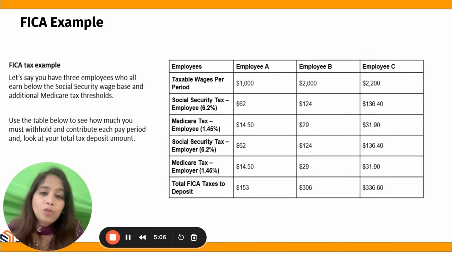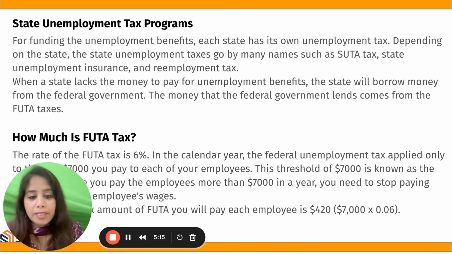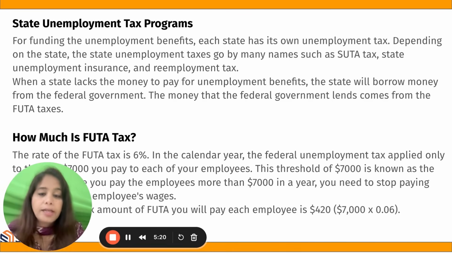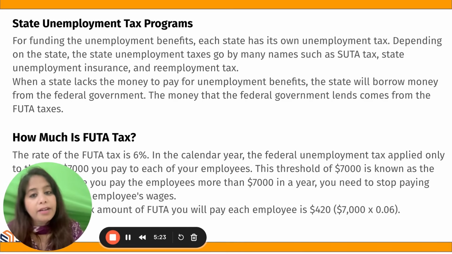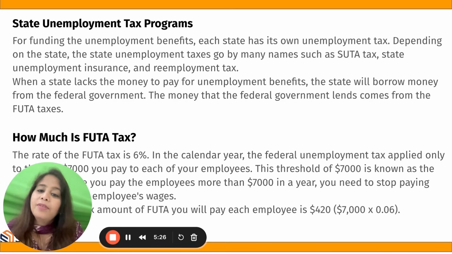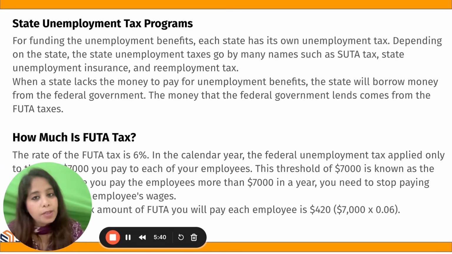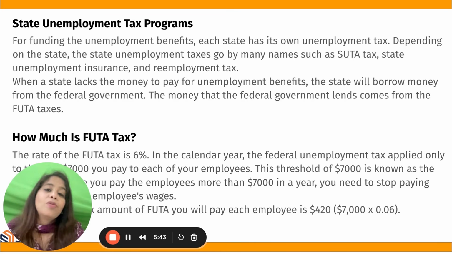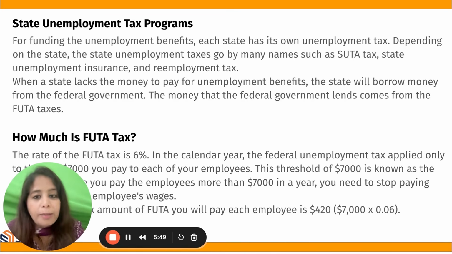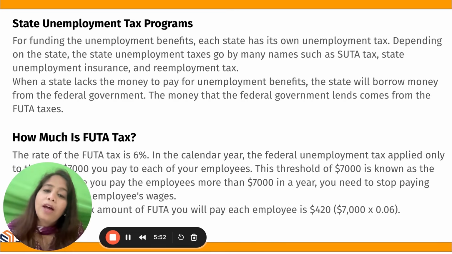Now let's talk about FUTA. What is FUTA? Federal Unemployment Tax. The FUTA contribution is 6% of the wages, and it's only from the employer side. But we get a credit reduction. By the credit reduction, I mean if as an employer I'm paying my state unemployment taxes on time, then I will get a 5.4% credit, so my FUTA, rather than 6%, will become 0.6%.